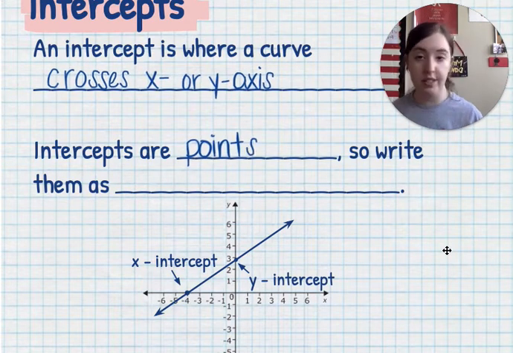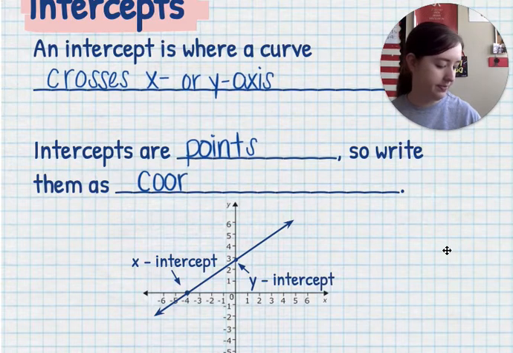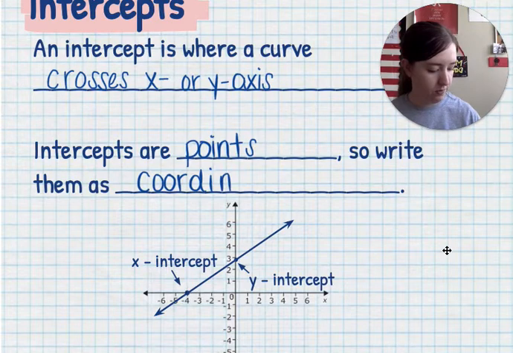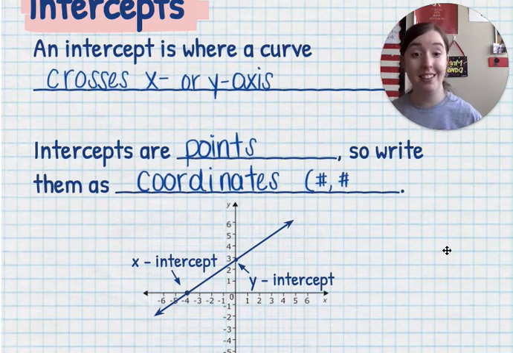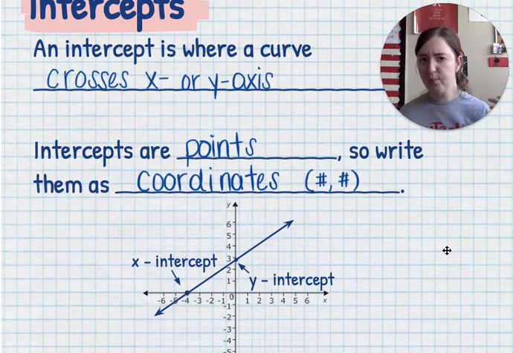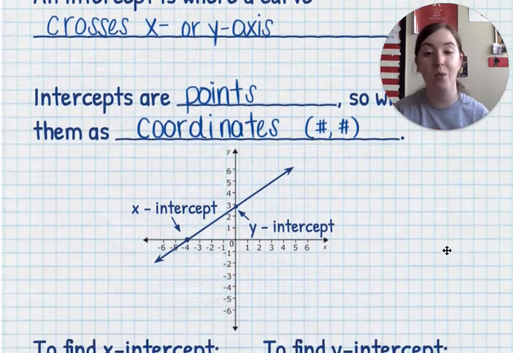So your x-intercept isn't 3, okay? You need to be more descriptive than that. So since they're points, we need to be sure to write them as coordinates. So that means you're going to have some number in little parentheses like that, if you remember plotting points when you were younger.